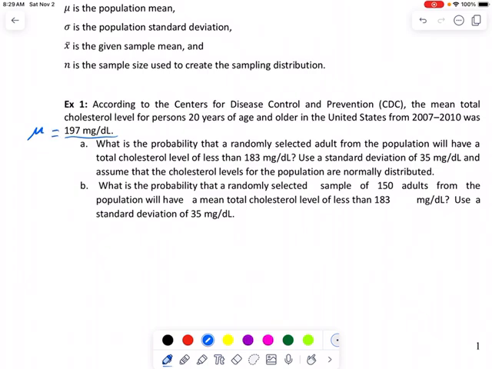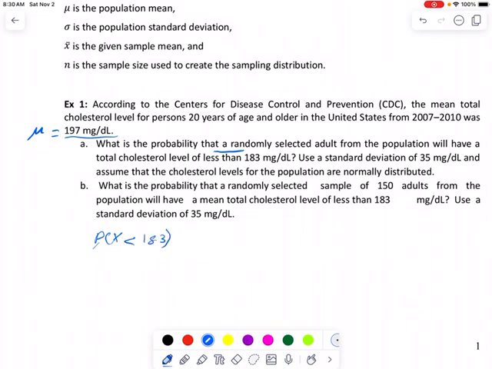Now part A is saying, what is the probability that a randomly selected, oh wait a minute, be careful, this is very, very important, that a randomly selected, so one person selected from the population, will have a total cholesterol level of less than 183 milligram per deciliter. So we have to find the probability that X, which is the distribution of the population, is less than 183.